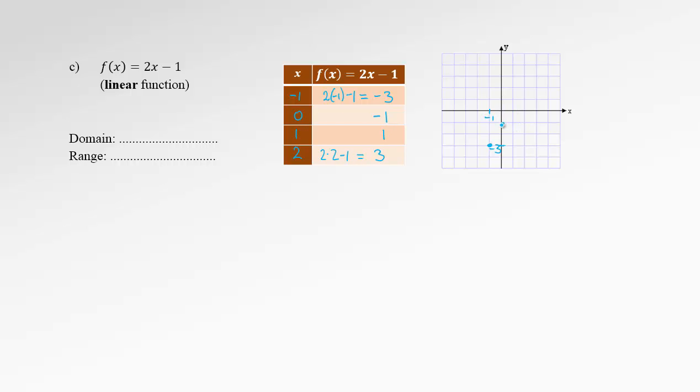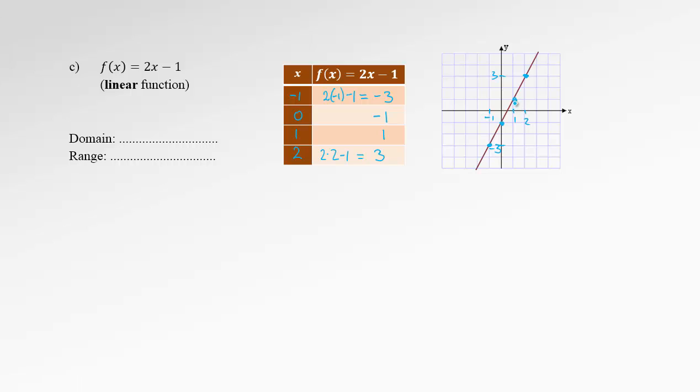(0, -1) is here, (1, 1) is over there, and (2, 3), that's our 2, that's our 3, is here. It looks like those points are collinear, so we didn't make any mistake. Let's graph it. Here is our function.